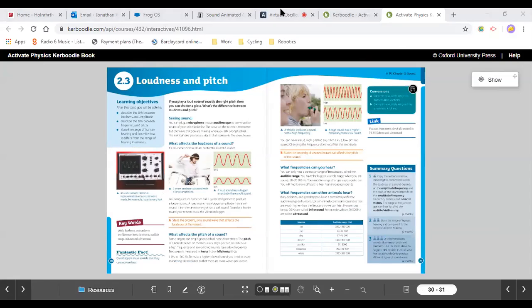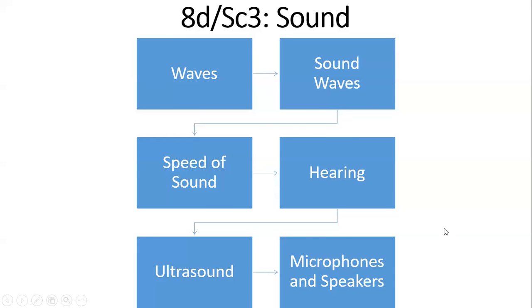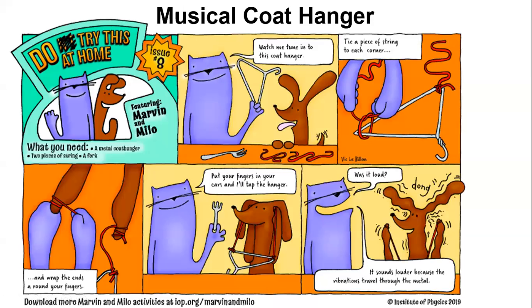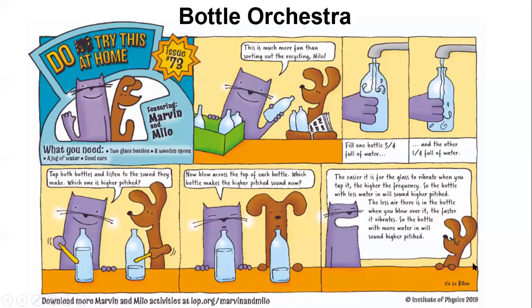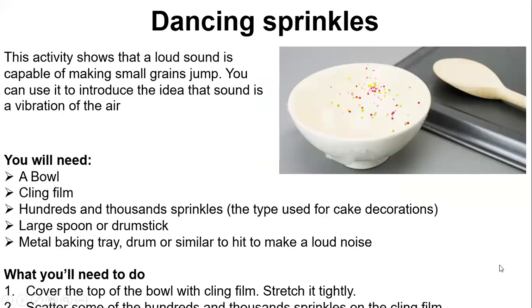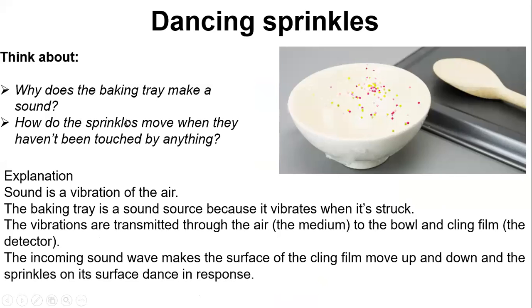Once you've done that, what I would like you to do is the 3 practicals that are on this PowerPoint. First one is musical coat hanger. All the instructions are there and an explanation. The next one involves a bottle orchestra, what to do, and the instructions are here, and also the explanation, and also dancing sprinkles. Again, what you need to think about and an explanation.